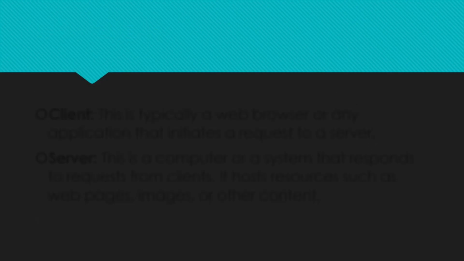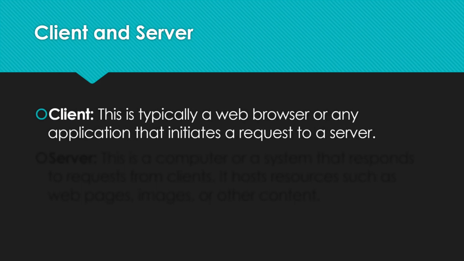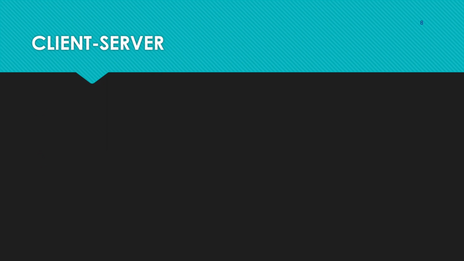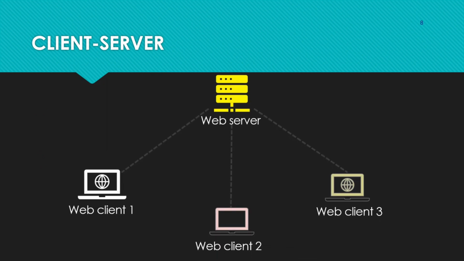Now we will talk about client and servers. Client. It is typically the web browser or any other application that initiates a request to the server. Server. This is a computer or a system that responds to requests from the clients. It hosts resources such as web pages, images, or other content. Now we will see a small visualization. You can see that web client 1 is going to initiate or send an HTTP request to the server, and the server is going to reply with an HTTP response.